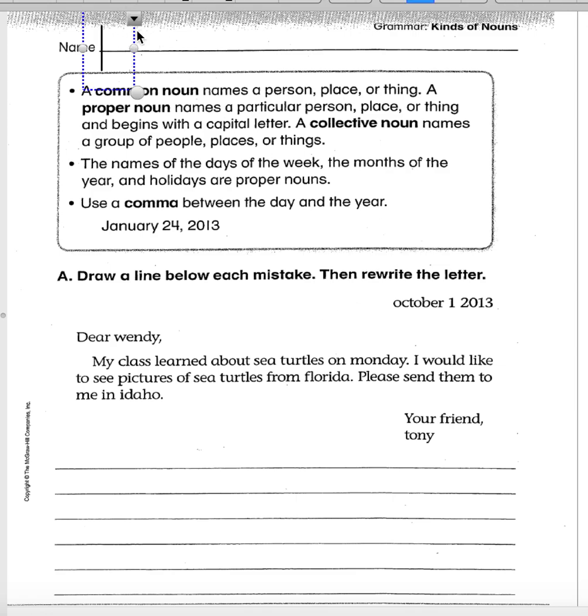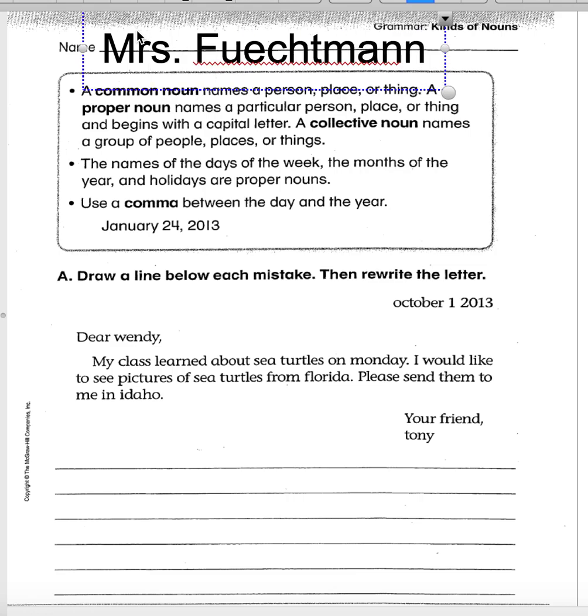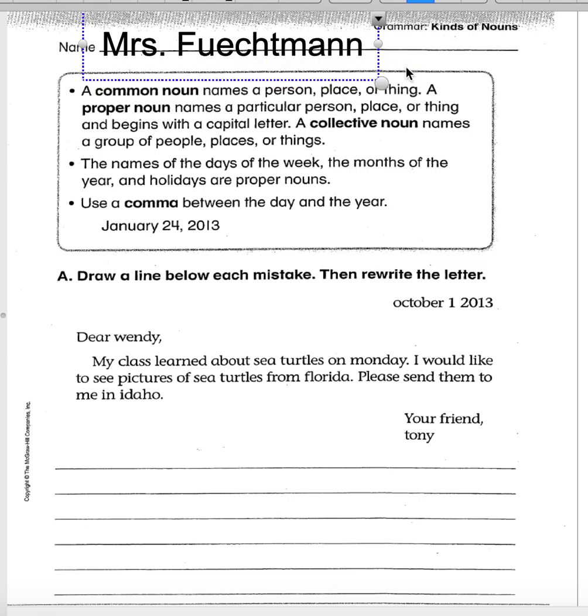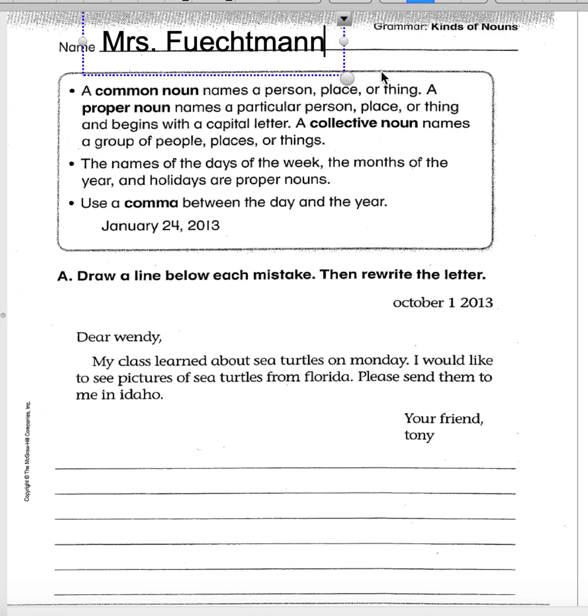The first thing I do is always the same. I pick up my pencil and write my name. That way we know whose paper it belongs to. And of course, this box at the top is really important. It gives us clues as to what we're working on today with our editing marks. So it's really important to read that box.